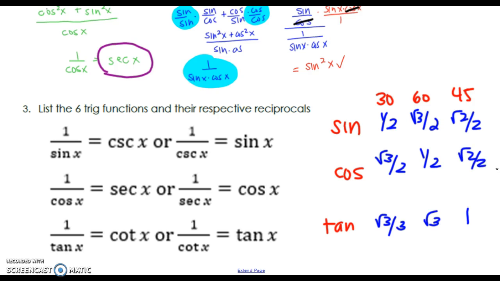So if you have these, you're pretty much going to be good to go, but we want to make sure that you at least know sine, cosine, and tangent. The reciprocal of sine is cosecant, the reciprocal of cosine is secant, and the reciprocal of tangent is cotangent. So we just want to make sure we know our reciprocals and the trig values for our 30s, our 45, and our 60.